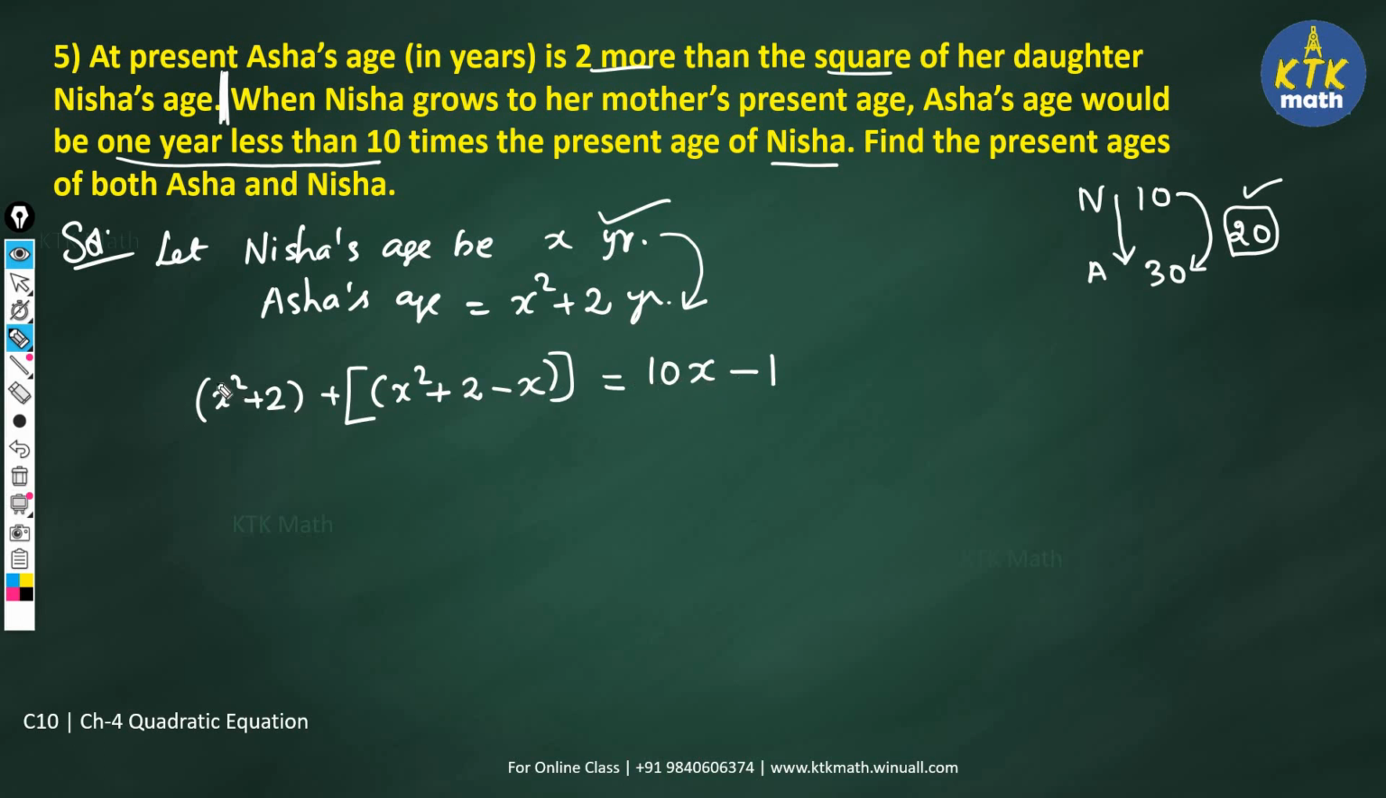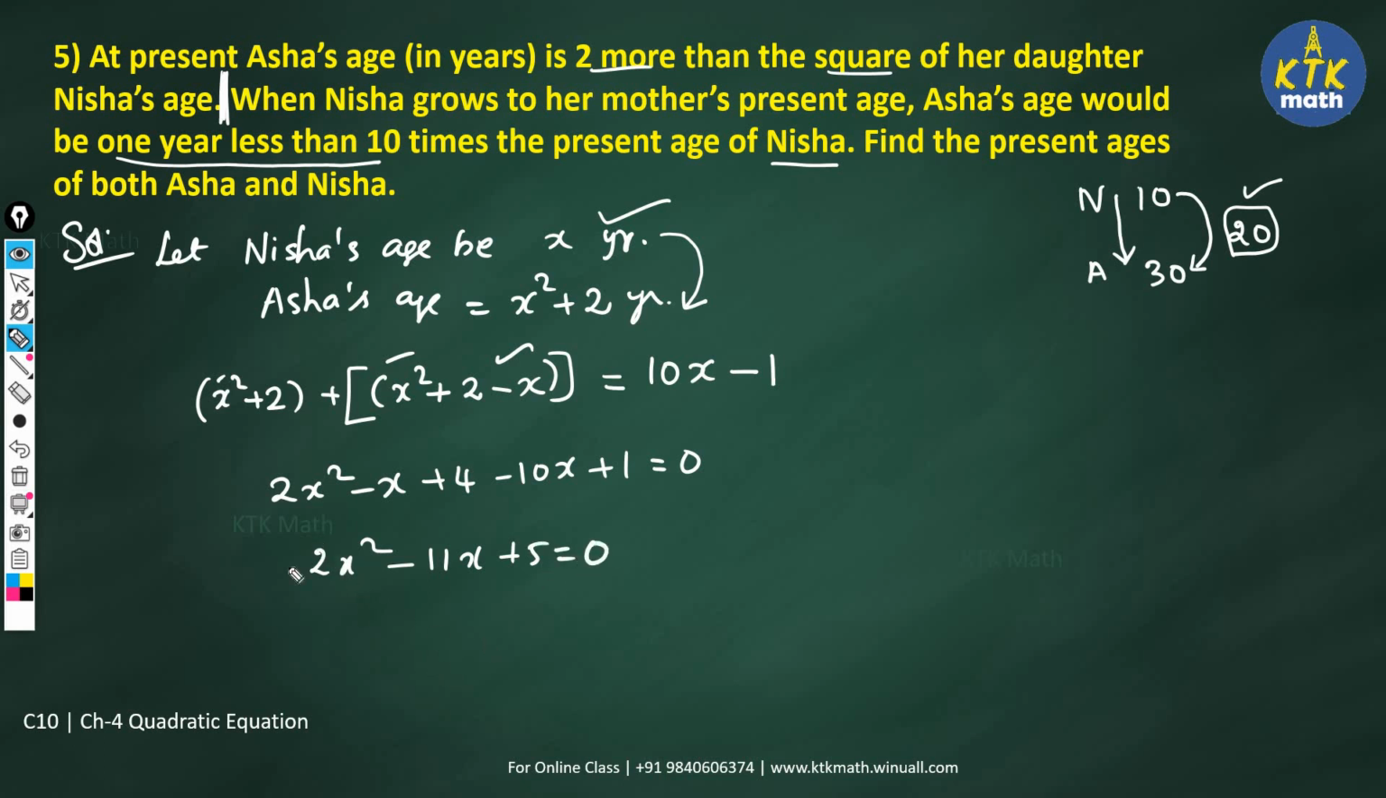Yes, now solve it. x square and x square, 2x square, and you have negative x, and 2 plus 2 is 4, and bring them here, negative 10x plus 1. Make sure the symbols change. 10x comes here, minus 10x. Minus 1 comes here, plus 1. Now solve it. 2x square minus 11x, since 10 and 1 make 11x, and 4 plus 1 is 5, equals 0.